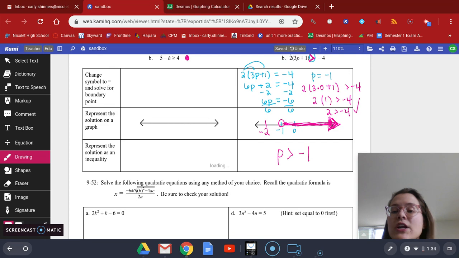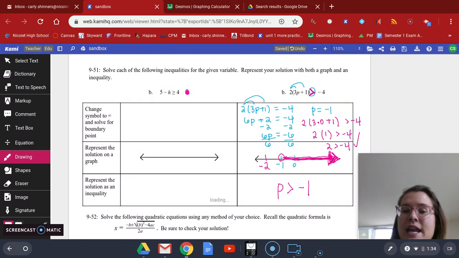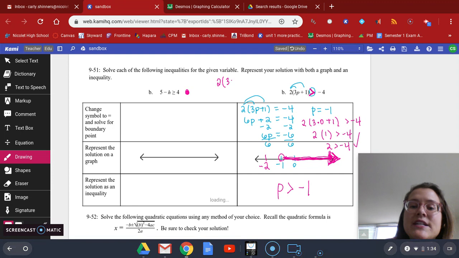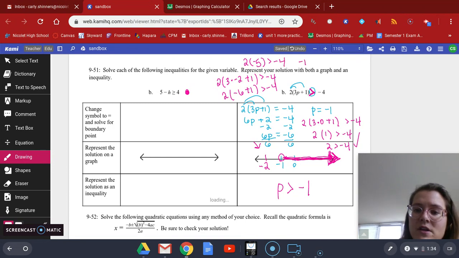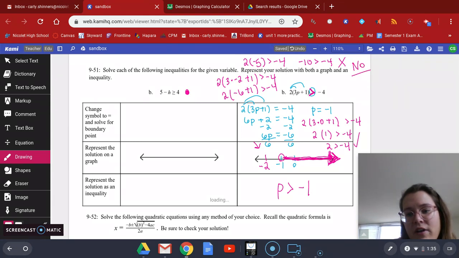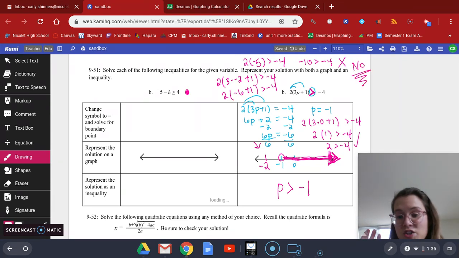Cool beans. And if you want to check your work, I do think it's good to plug in -2 and make sure that it doesn't work, just so that we know we did everything correct, right? Because that's to the left, so it shouldn't work, right? Because it's not part of our solution. Okay, so -6 plus 1 would give me -5. So I would get 2 times -5 is greater than -4. So I get -10, which is greater than -4. Oh no, that does not work, right? -10 is not greater than -4. So we know we're right, okay?